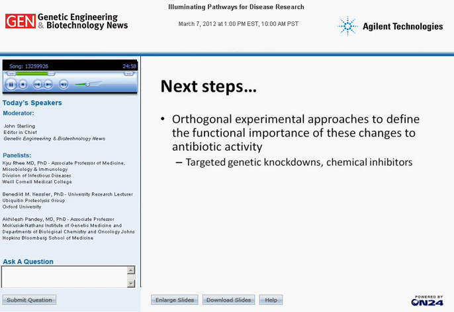So our next steps are now to pursue orthogonal experimental approaches to define and/or validate how functionally important, for example, these changes in methionine are to determining the potency of aminoglycosides.